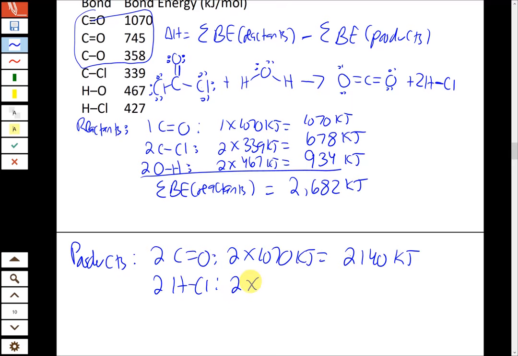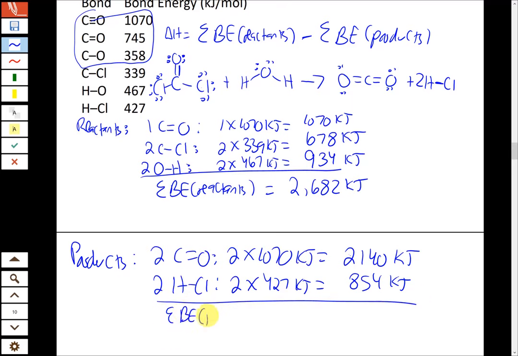And that's going to be 427. And so that sum on the product side, as we talked about when we introduced these problems, this is more like accounting than chemistry. You're just keeping track of all the bond energies, adding them all up. 2,994. Really hope I'm not making any math mistakes here.